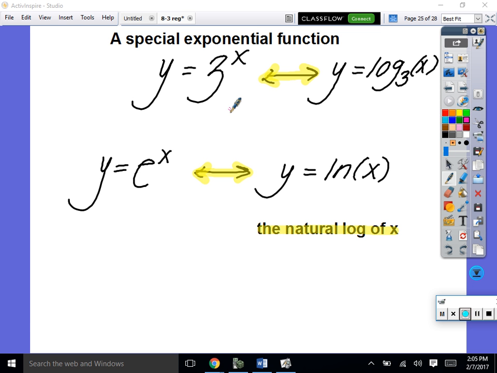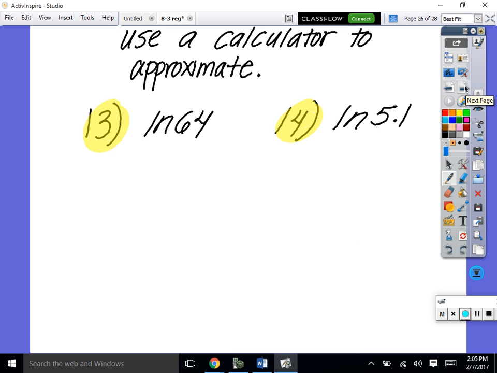So here is an exponential function: y is equal to e raised to the x. We've already talked about how that's just a special exponential. So to undo e, it has a special logarithm, ln. So what undoes e? ln. What undoes ln? e. Does everybody understand? So let's solve this equation.